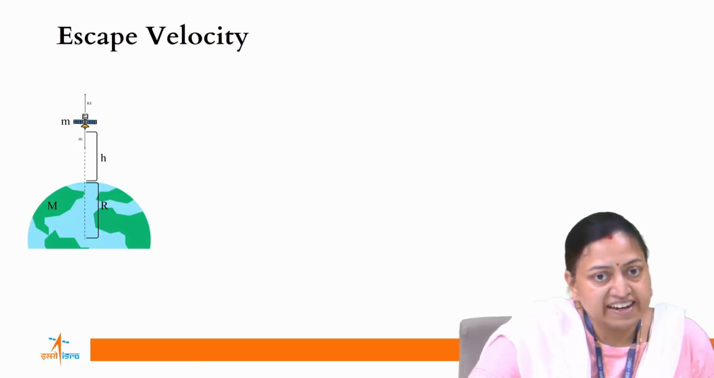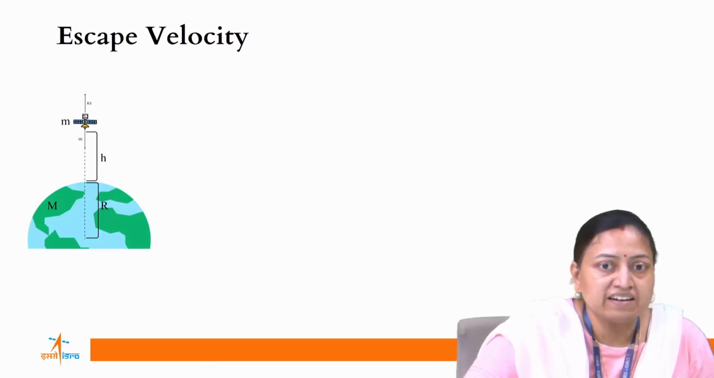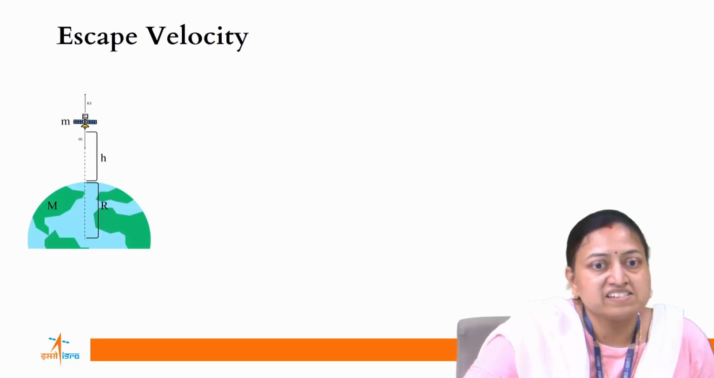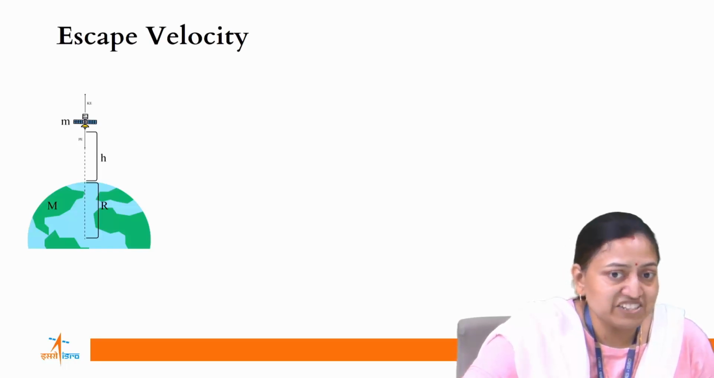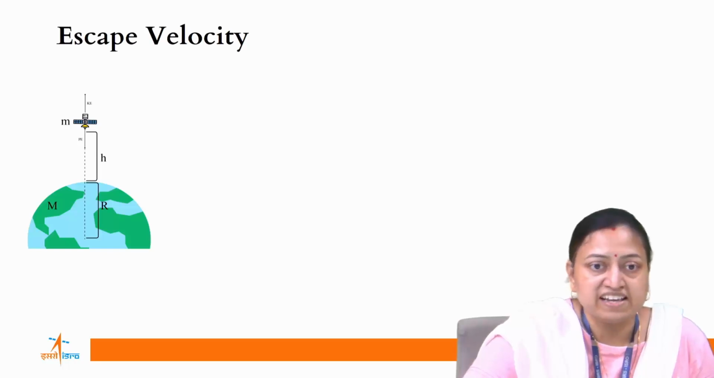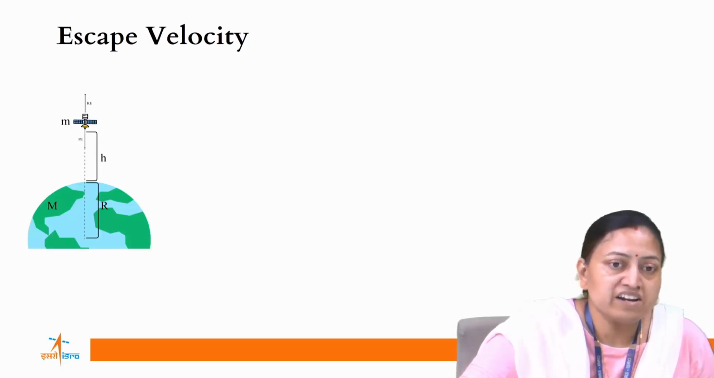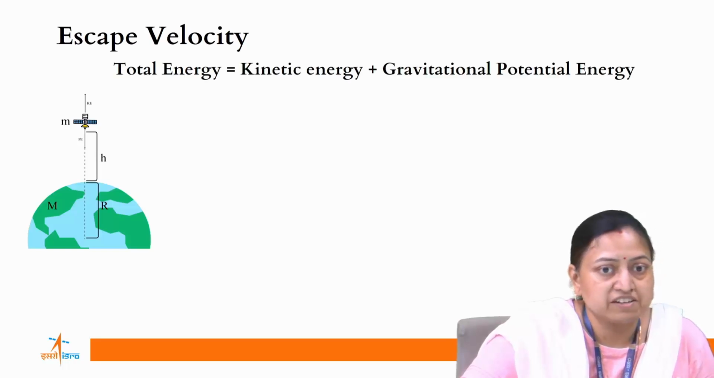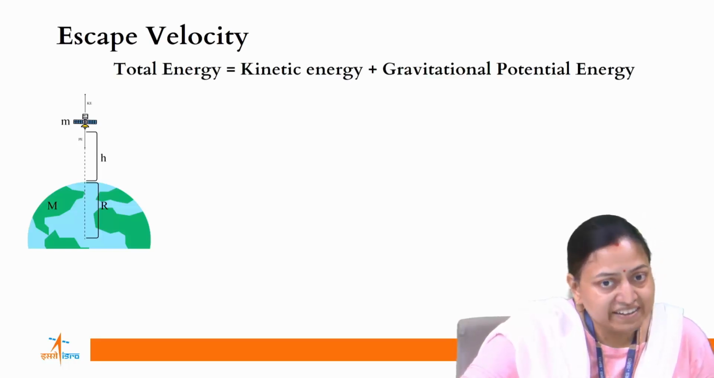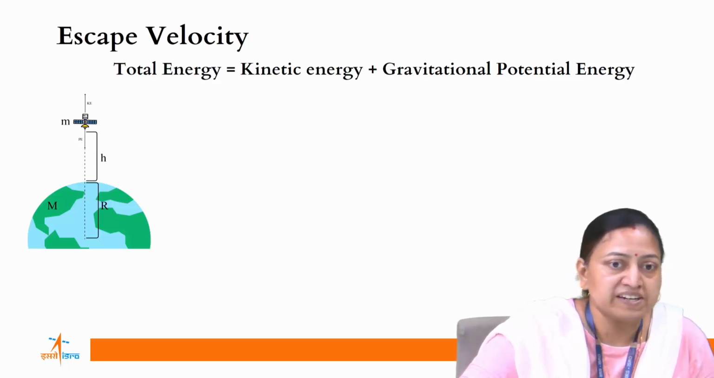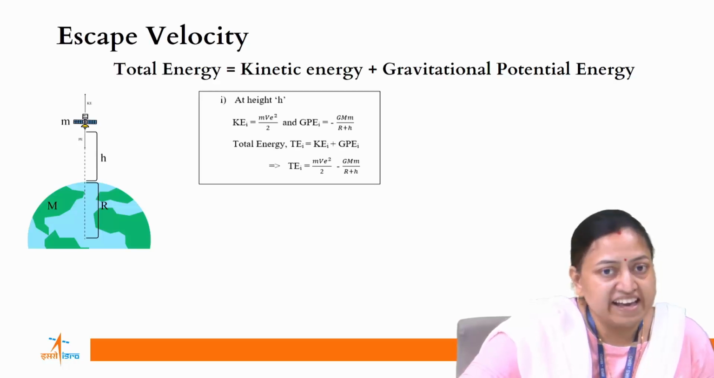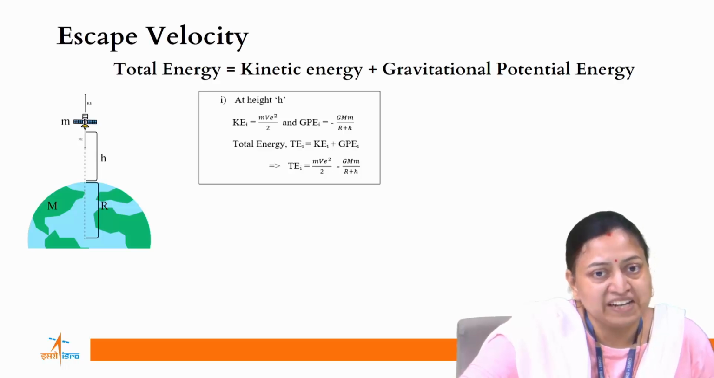Consider a satellite of mass m orbiting the Earth at an altitude h. At a certain point, there is kinetic energy acting on the satellite as well as gravitational potential energy. According to the law of conservation of energy, the total energy of a closed system remains constant, which means the sum of kinetic energy and gravitational potential energy will be constant at all points. At height h, the total energy will be equal to kinetic energy plus gravitational potential energy.